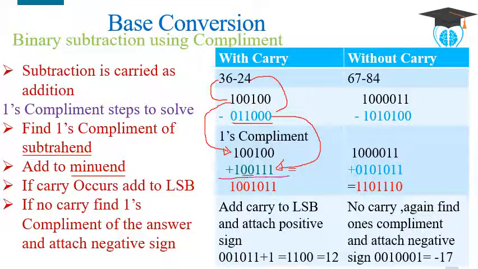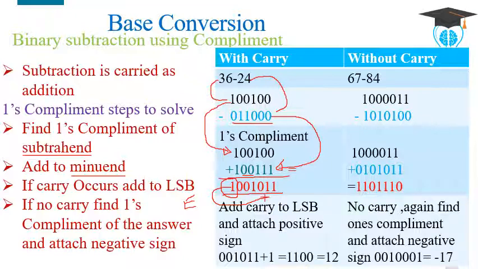Now I will add these two. When I add these two, I will get an extra bit 1, which I call an end carry, or end around carry. So add this carry to the LSB.